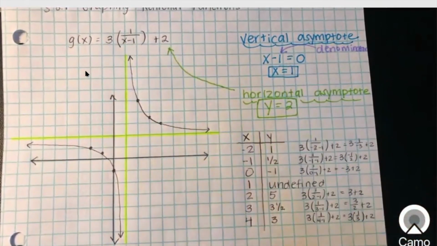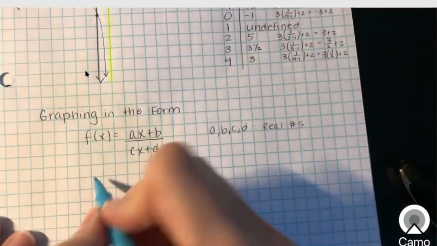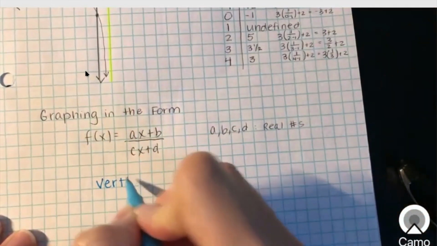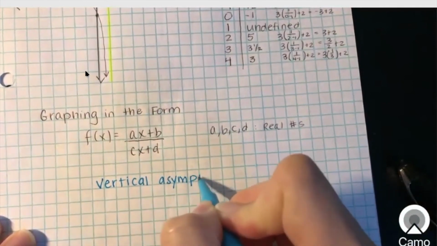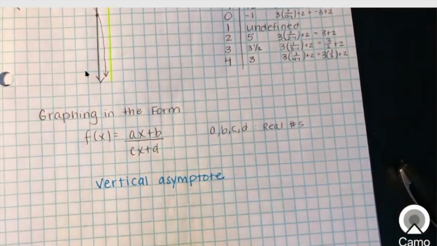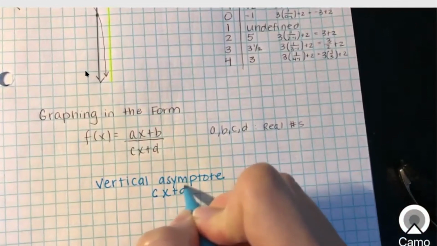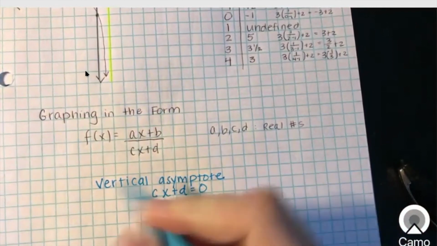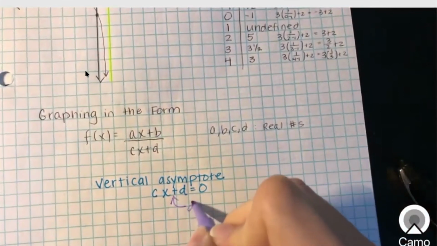But our horizontal asymptote we're going to find a little differently. I'm first going to write down our vertical asymptote. So you're still going to set cx plus d equal to 0. Remember, this is our denominator.